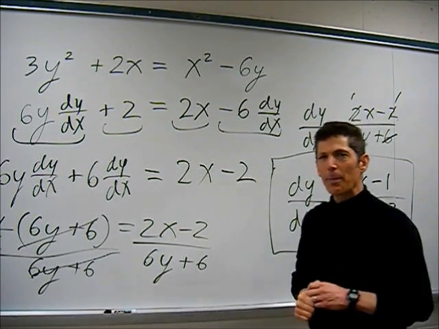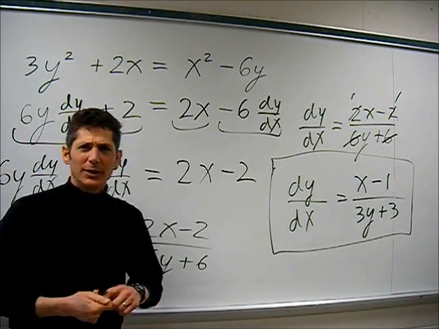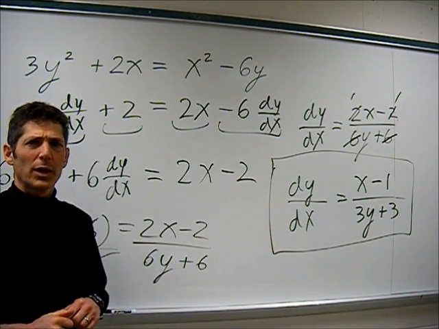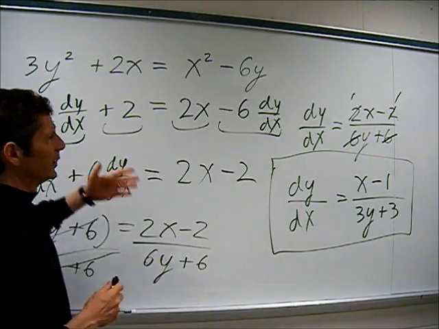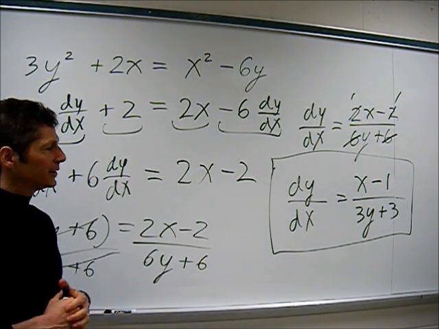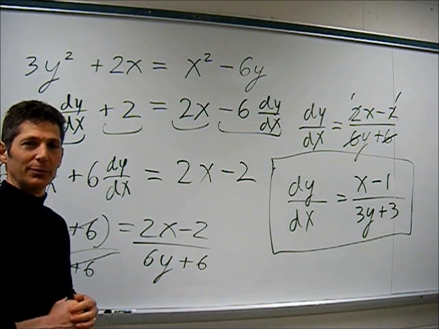So that's the derivative. dy dx equals x minus 1 over 3y plus 3. That's going to tell me the slope at any point of this crazy looking implicit function, but now it's in terms of x and y. It's also interesting. So there you have it. I like it.